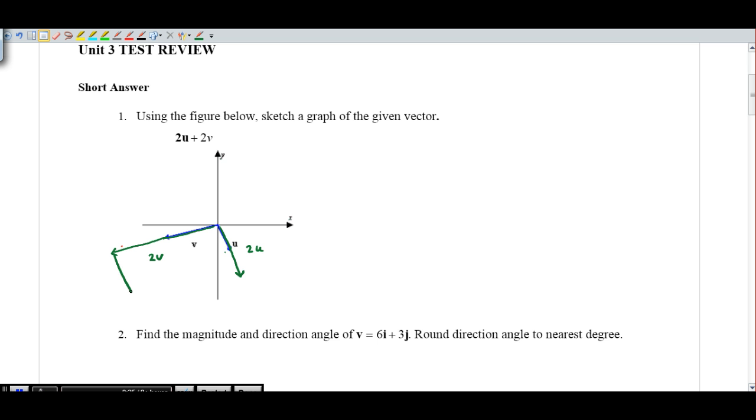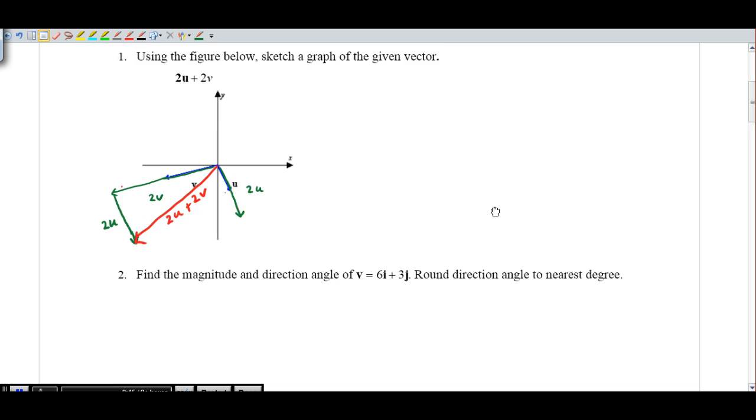And it's going to be roughly here. This is 2u. Tip to tail. The resultant vector is this, which is 2u plus 2v.